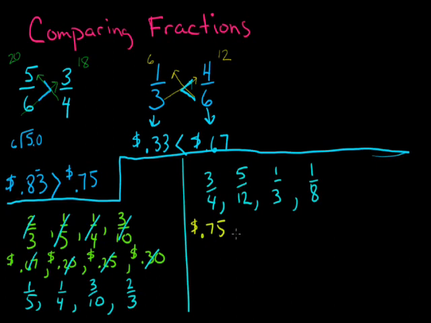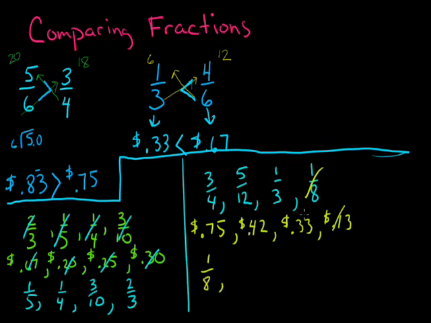This time maybe I'll give the dollar signs. 5/12 would round to 42 cents. 1/3, 1 divided by 3 on my calculator, 33 cents. And 1/8 is 0.125, but I would round that to 13 cents. Okay? Now let's put them in order from smallest to biggest. So what's the smallest fraction? 13 cents is the smallest amount of money. So 1/8 is the smallest fraction.